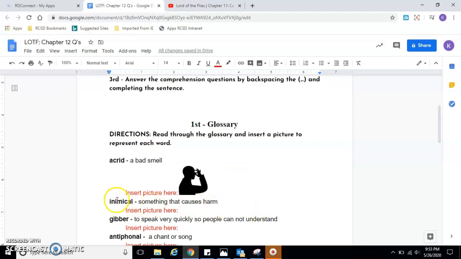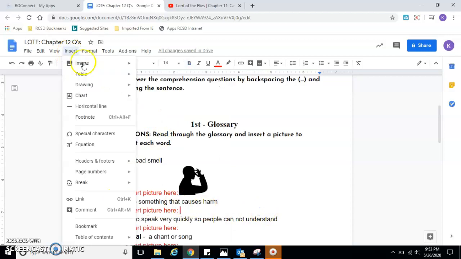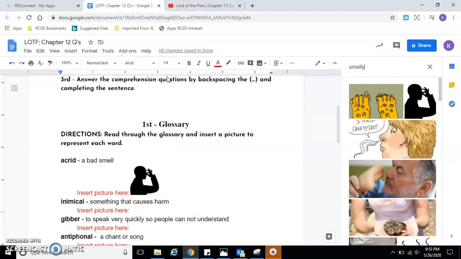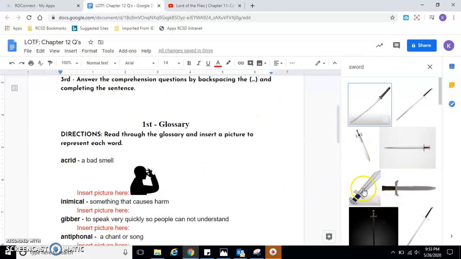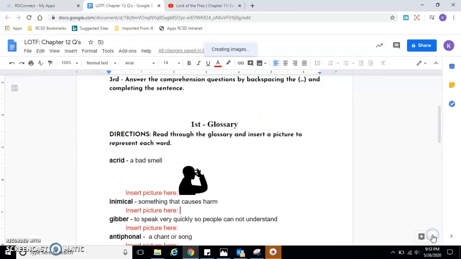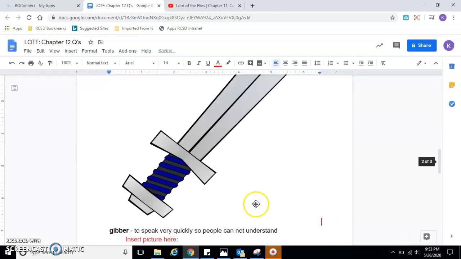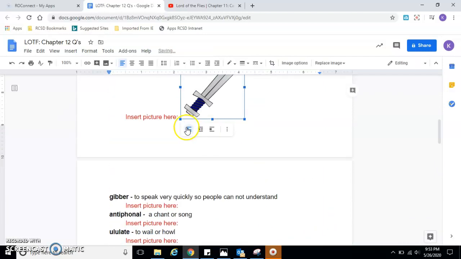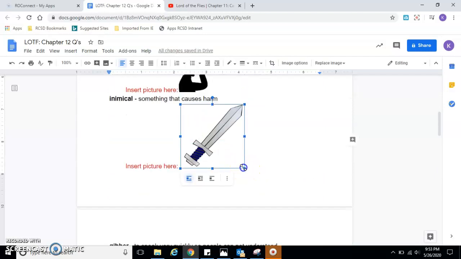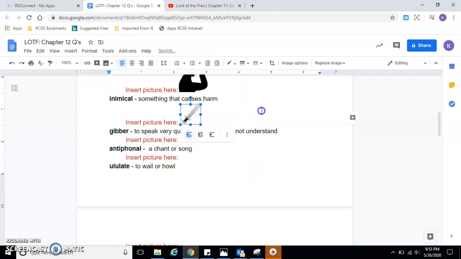Admissible, something that causes harm. Again, I want to insert a picture: insert, image, search the web, something that causes harm. I'm going to say a sword causes harm, so I'm going to put in a picture of a sword. Or anything else that you can think of that causes harm. Now it doesn't mean sword. You've got to remember that you're trying to find a picture that just helps you remember what that word means.